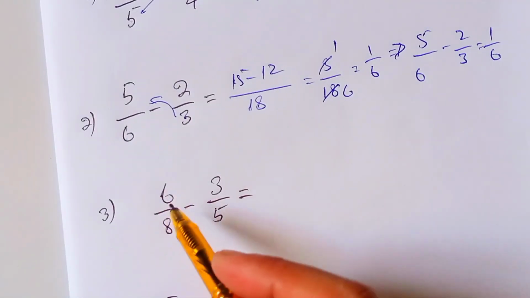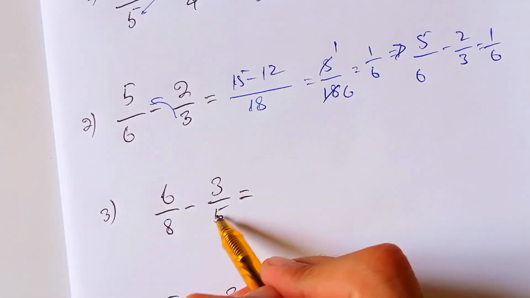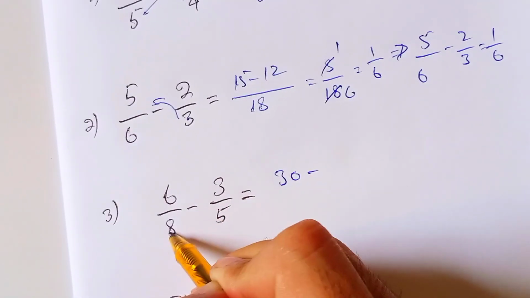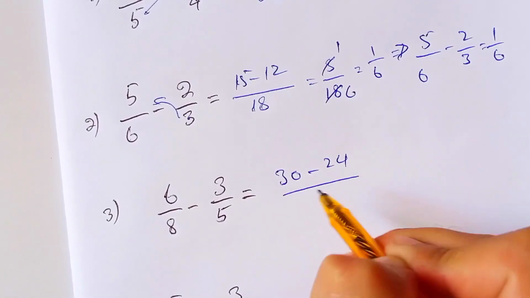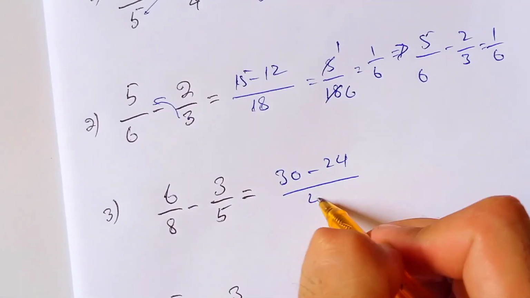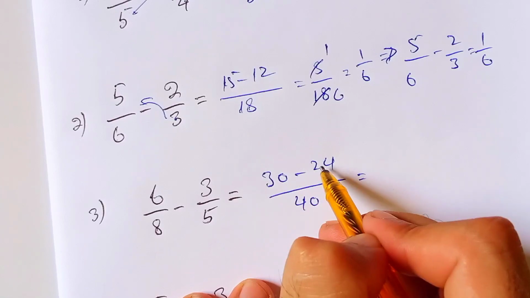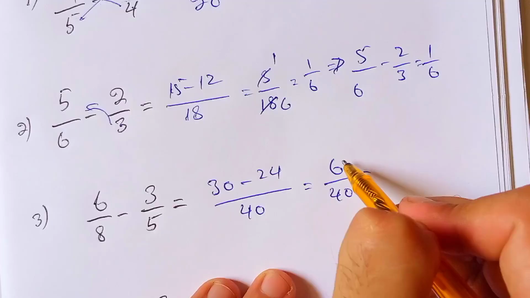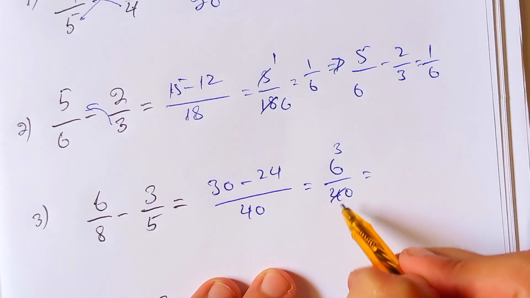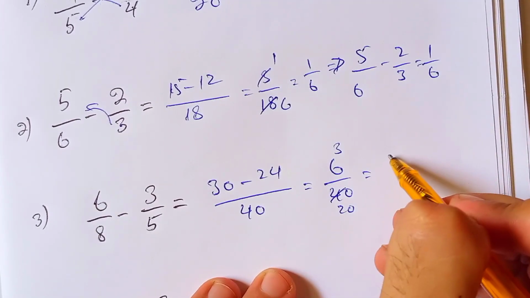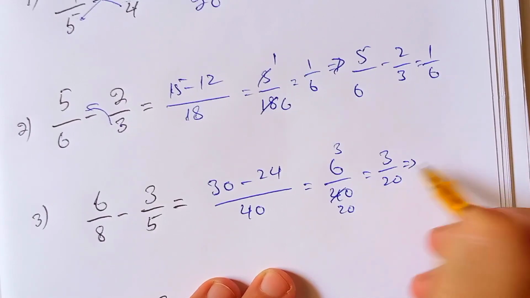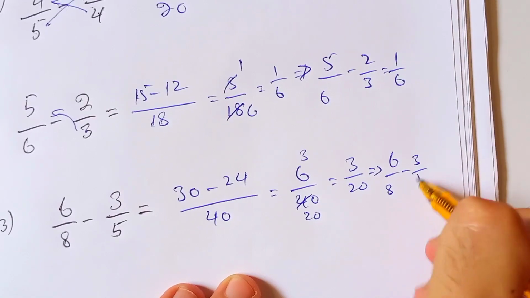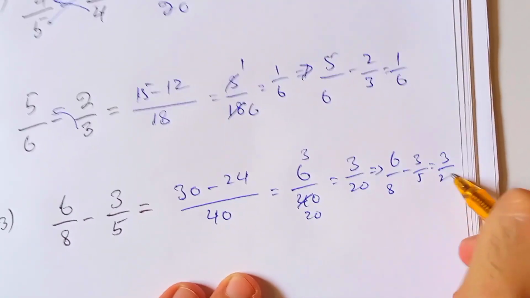Now here is another example, 6 over 8 minus 3 over 5. Multiply this 5 with this 6, which is equal to 30, minus 8 times 3 is 24, divided by 8 times 5 is 40. Right, so 30 minus 24 is 6, and write the denominator is 40. Right, 2 times 3 is 6, and 2 times 20 is 40. Right, so we can write as 3 over 20. Or we can write as 6 over 8 minus 3 over 5 is equal to 3 over 20.